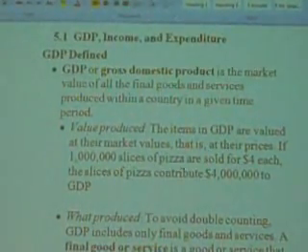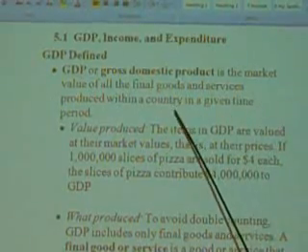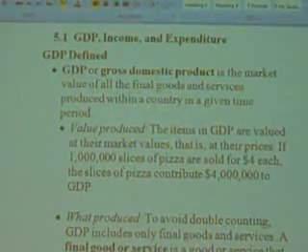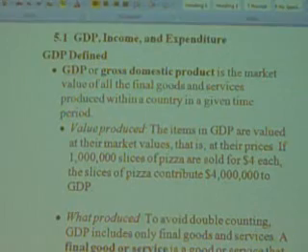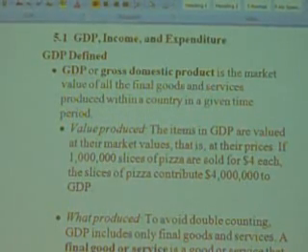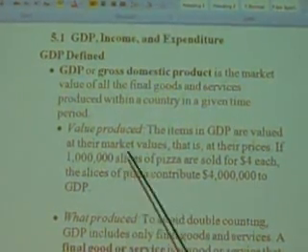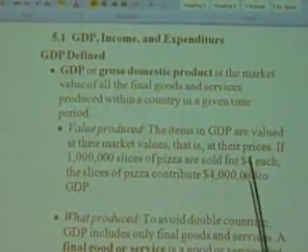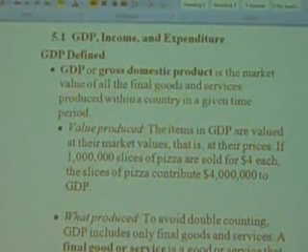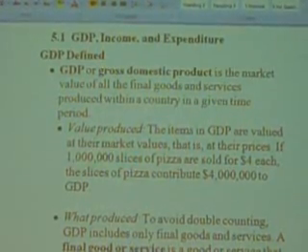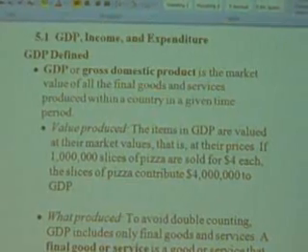GDP is defined as the market value of all the final goods and services produced within a country in a given time period. And I'll go over each one of those terms so that you understand why each term is crucial. Value produced. The items in GDP are value produced at their market values. That means at their prices.